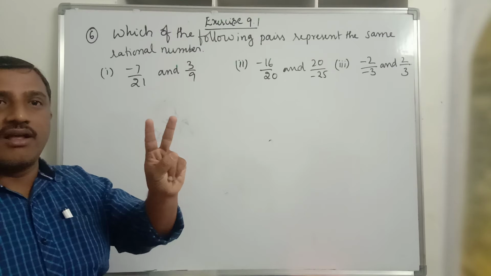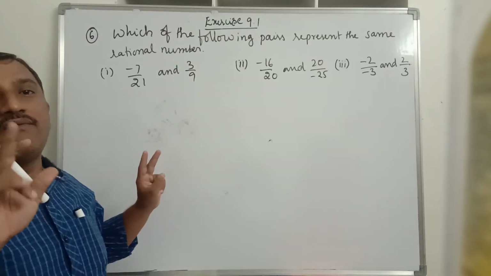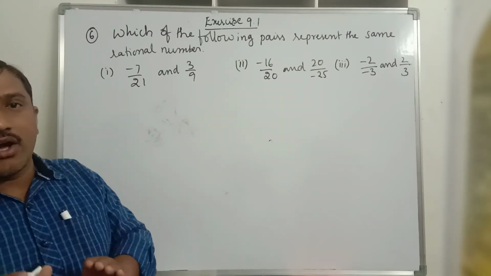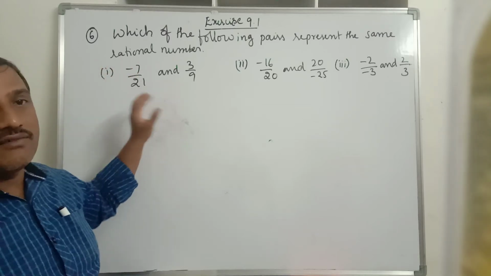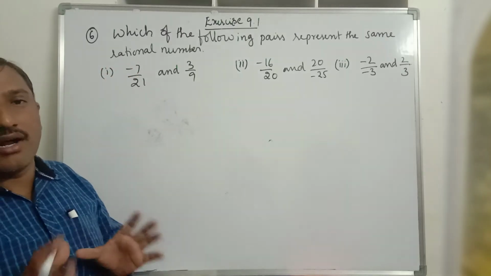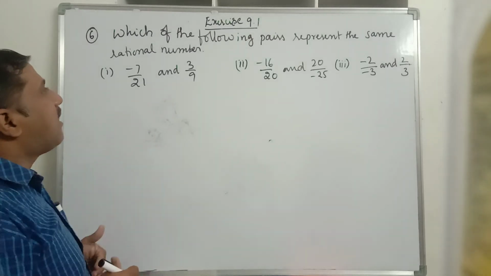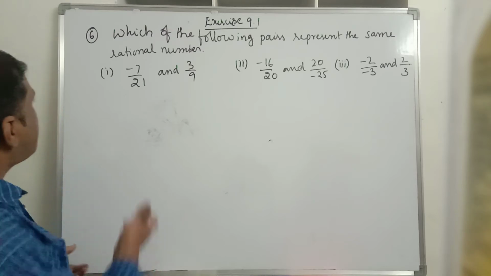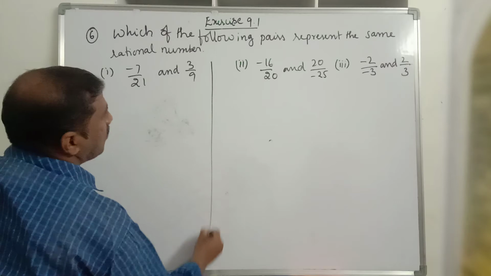And second, both numerator and denominator should have only 1 as the common factor, or both numerator and denominator are co-primes. Now the first step is to observe whether the denominators are positive or not. That is, we need to convert them to the standard form. Then we can say whether they represent the same rational numbers or not. You see the first question. Here for the first question we will see the solution.